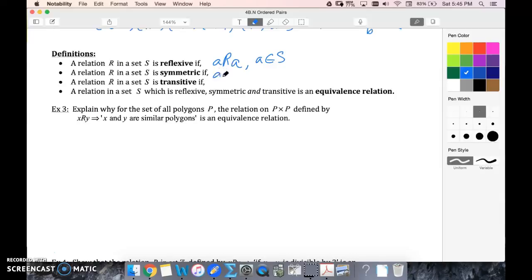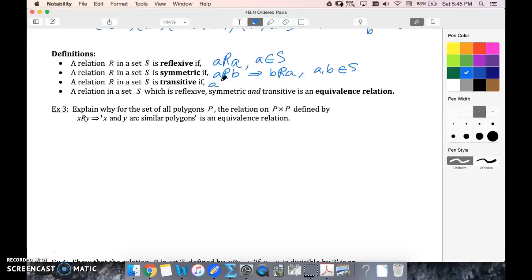Symmetric: aRb implies bRa. So symmetric, flip them over, same thing is true, and of course this is going to be true for all a and b in our set.